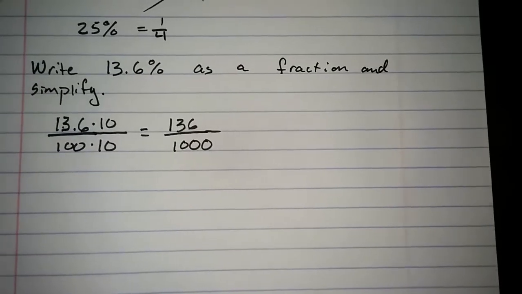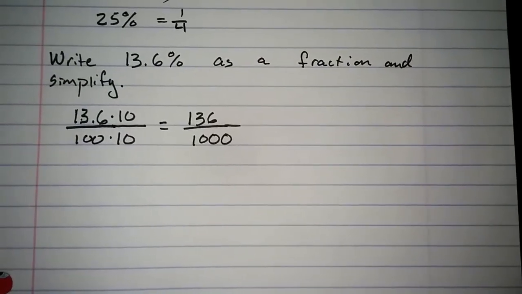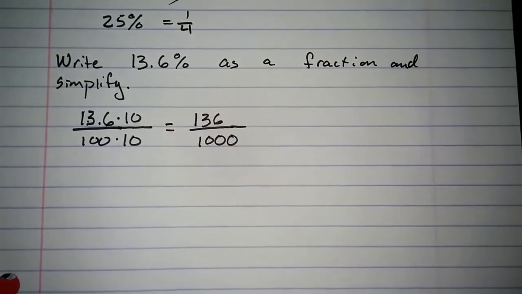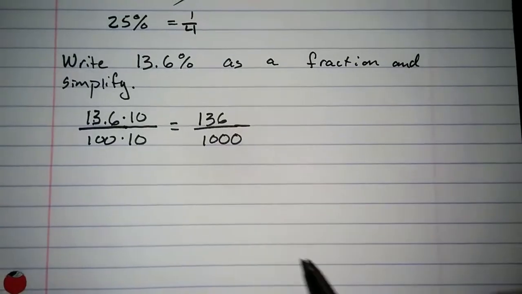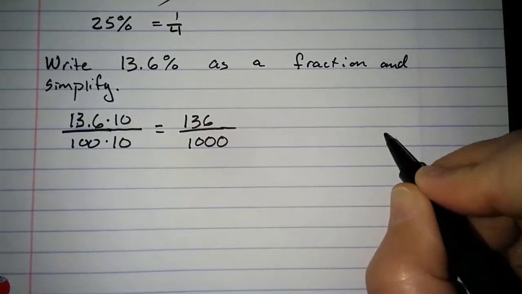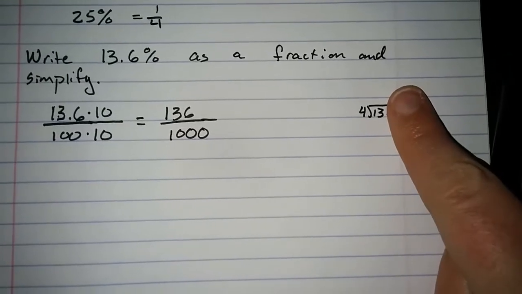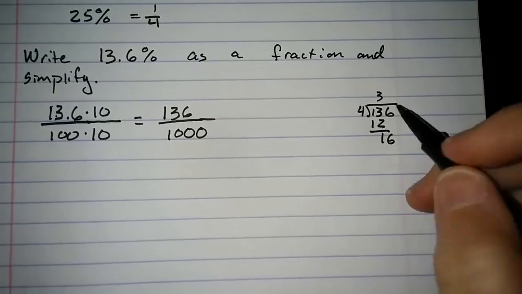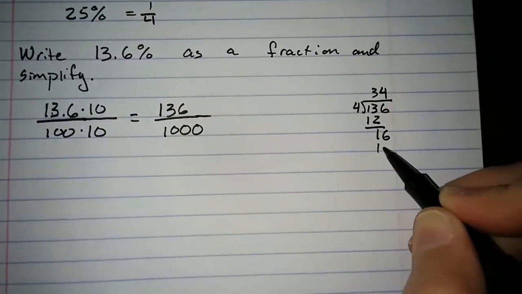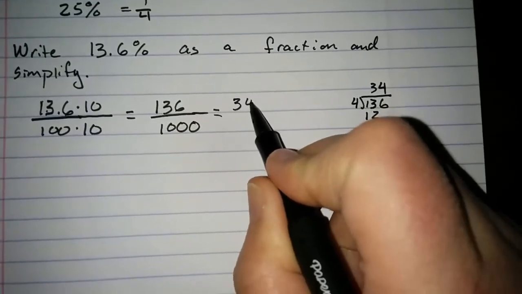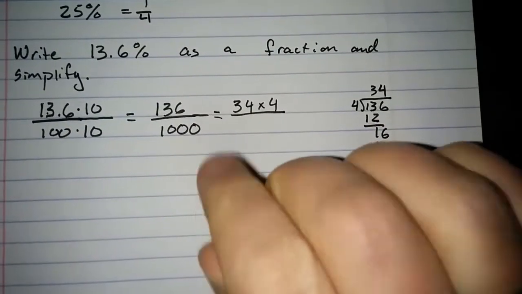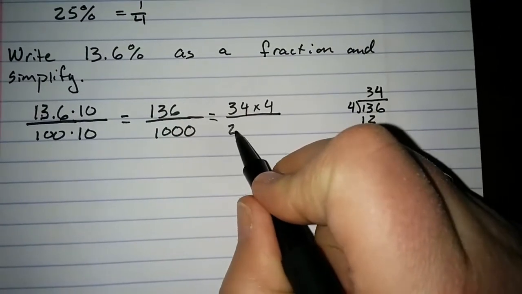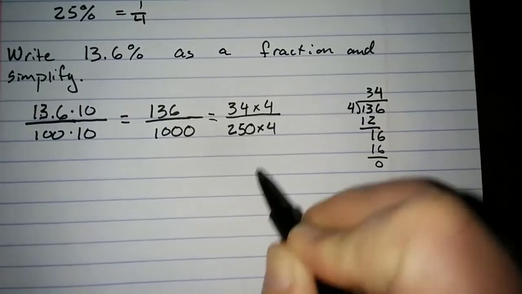Okay, now I'd like to simplify this. I want to see, do 136 and 1,000 have any common factors? I think they do. I bet 4 goes into both of these. Right. 4 into 136. 4 goes into 13 3 times. 4 goes into 16 4 times. So this is 34 times 4 over 1,000, which is 250 times 4.